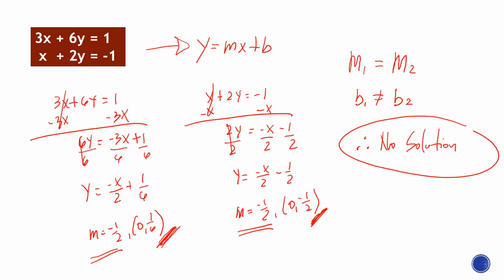Okay? Slopes are equal. The y-intercepts are not. These two lines, if we graph them, definitely will be parallel lines. There's no solution that exists in this system. Okay? Let's go to the last one, last example.